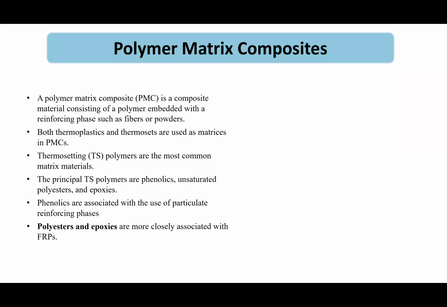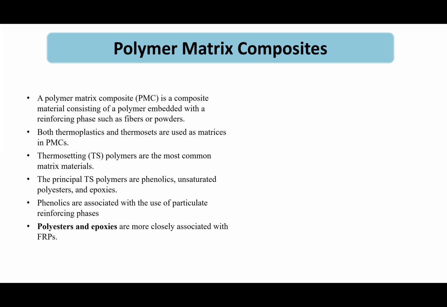So in this course we are going to study the polymer matrix composite. That means the matrix that we are talking about will be made of polymers. And there can be many other reinforcing phases. The proper definition of polymer matrix composite is a composite material consisting of a polymer embedded with a reinforcing phase, such as fibers, powders, sands, gravels, or any other things. Whatever you want to incorporate into the matrix, you can, but the matrix will be polymer in this case.